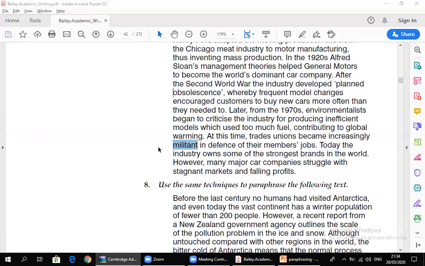Yeah, so they started to stand for their members' jobs. They defied the ecologists, in defense of their jobs. So back at that time, trades unions, we can change it to trades agencies. Yeah, we can change unions to trades agencies. The word agency, or organizations or institutions.